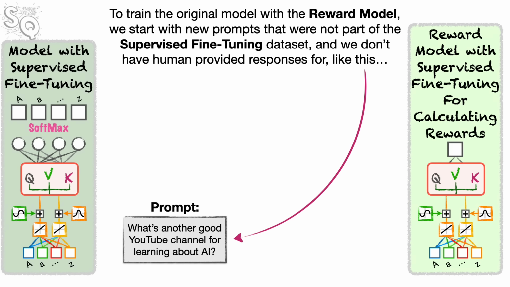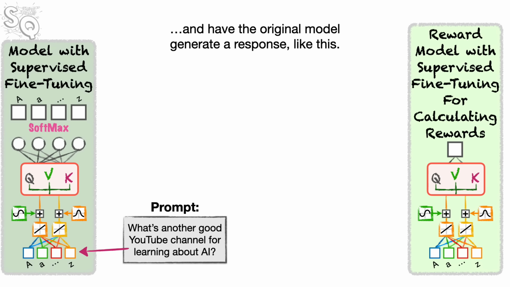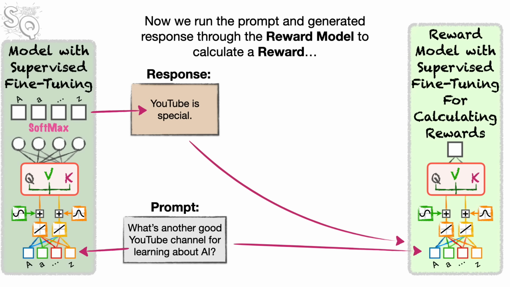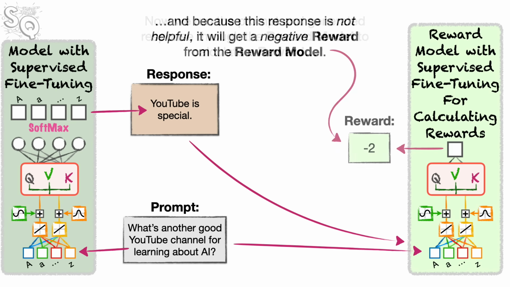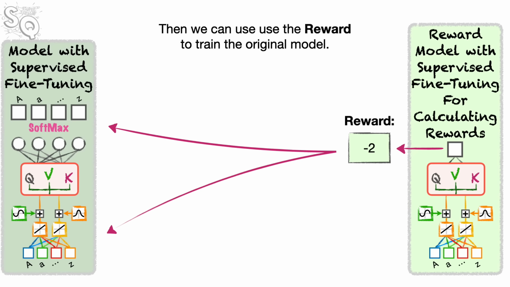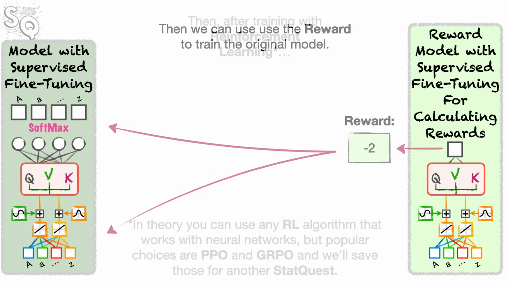What's another good YouTube channel for learning about AI? And have the original model generate a response like this. YouTube is special. Now we run the prompt and generated response through the reward model to calculate a reward. And because the response is not helpful, it will get a negative reward from the reward model. And we can use the reward model to train the original model.